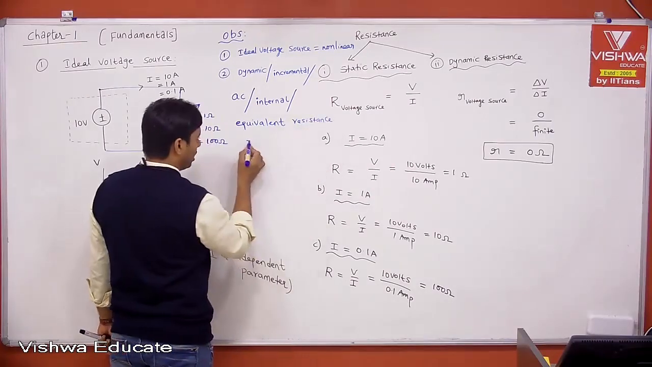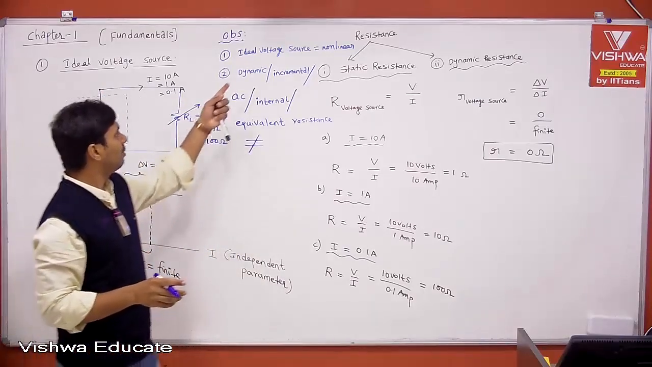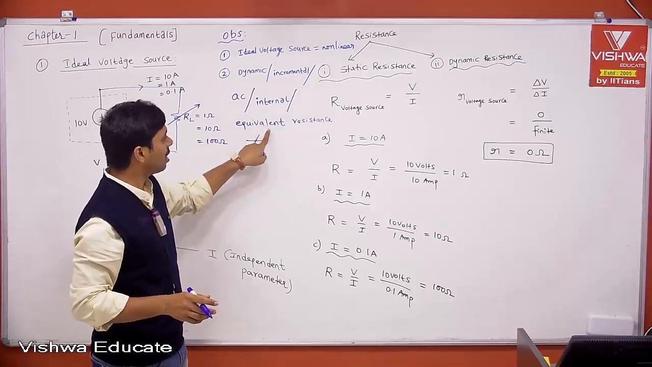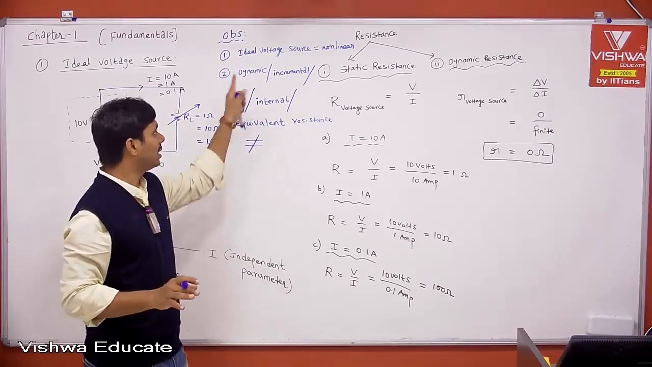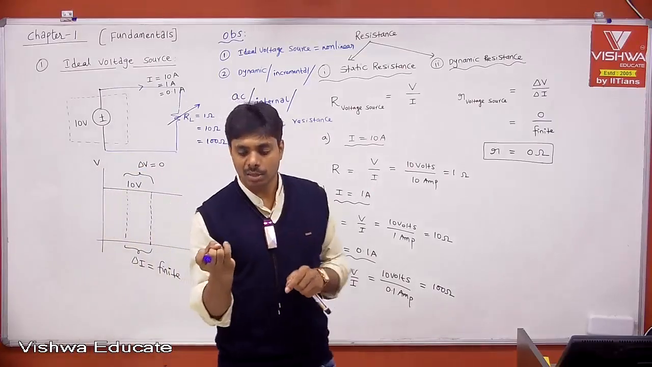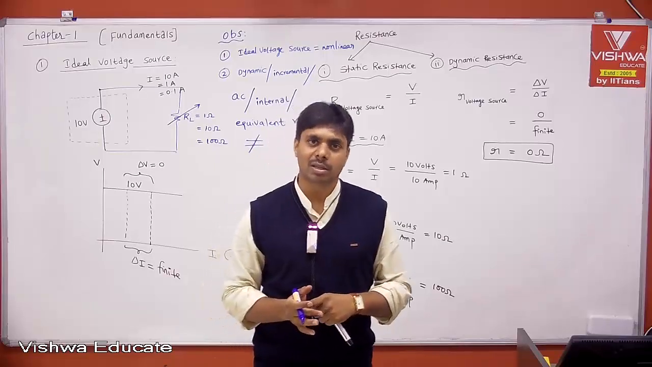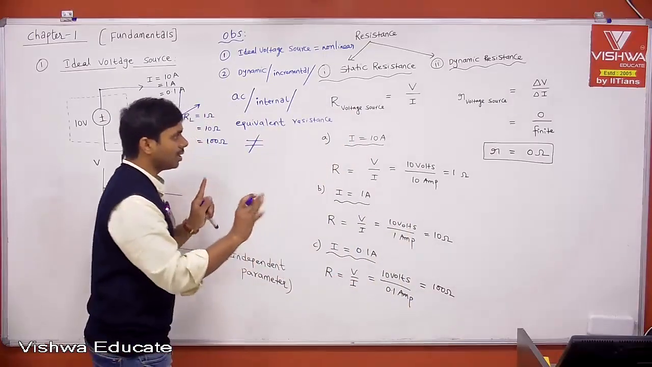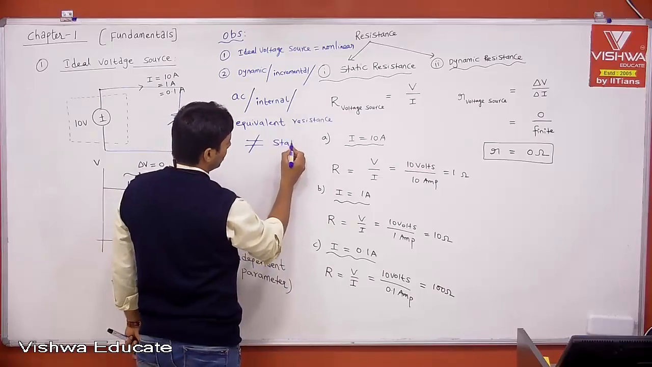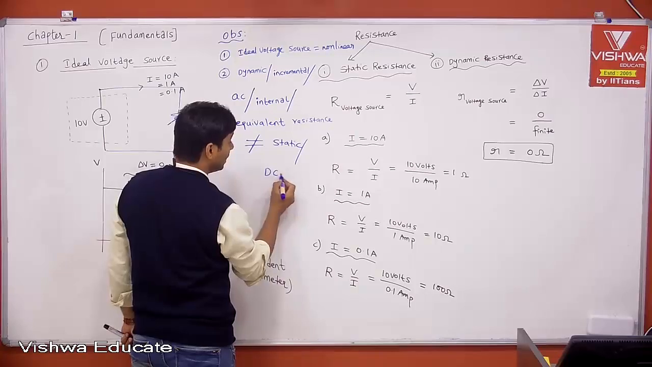is not equal to, maybe only for ideal voltage source, I give dynamic resistance, incremental resistance, AC resistance, internal resistance, equivalent resistance, but next time I will speak only of dynamic resistance. But remember it has many names: dynamic resistance, internal resistance, AC resistance, equivalent resistance, incremental resistance, etc. Is not equal to what? Static resistance. Is not equal to static resistance, or you can call this DC resistance.